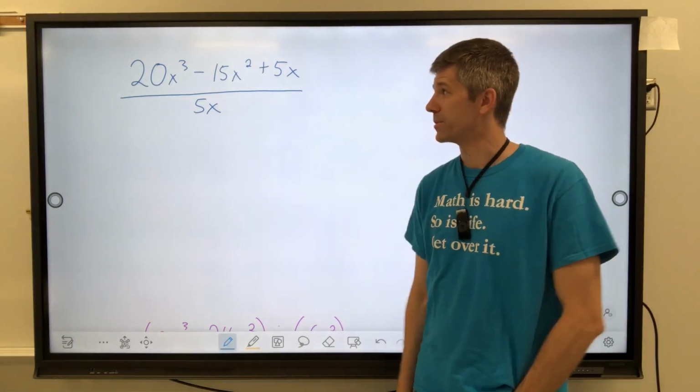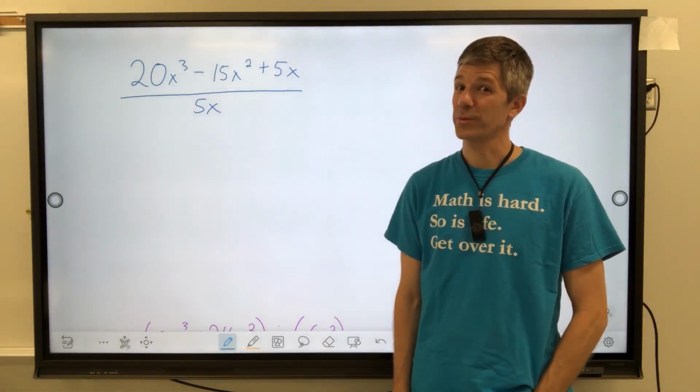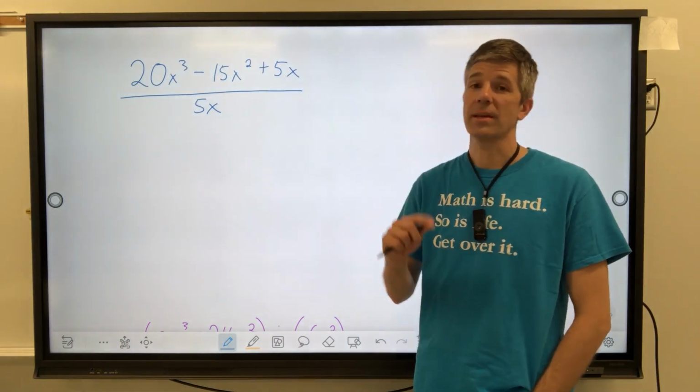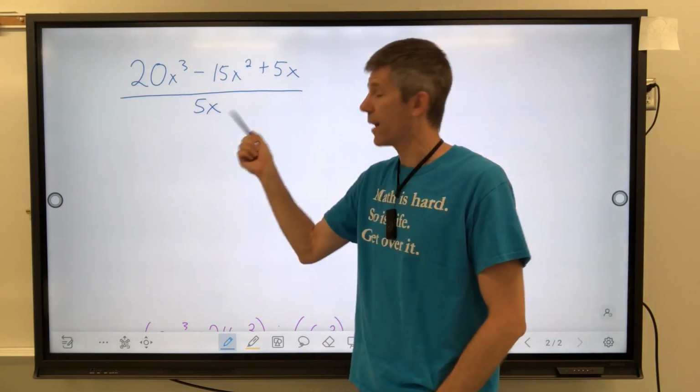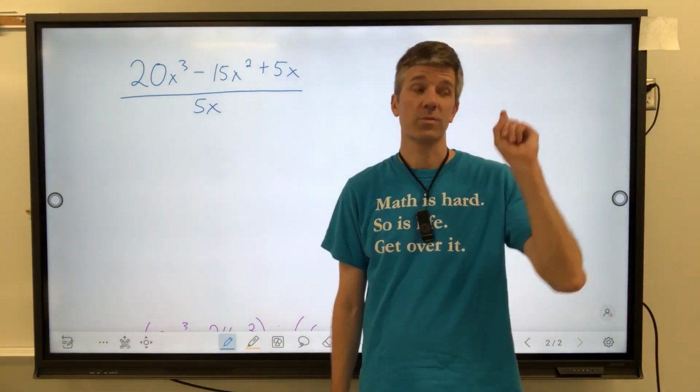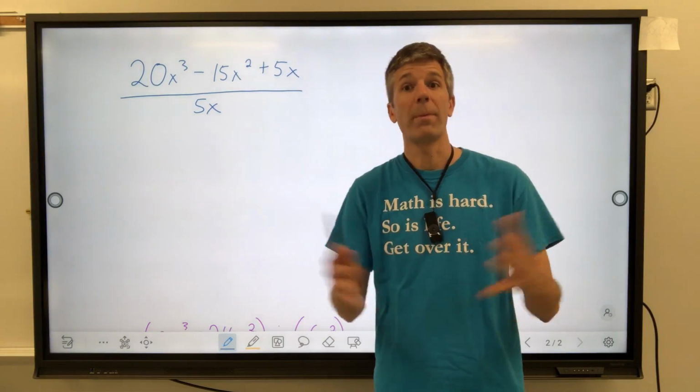Check out this division problem. Might look a little complicated, actually really easy. I want you to notice something that your eyes should always go there. What are you dividing by? I'm dividing by 5x. That is a monomial. It is one term. This is going to be one of the more basic types of problems.